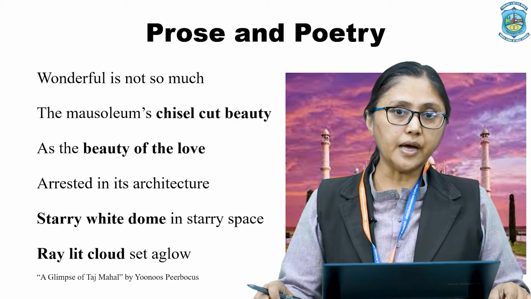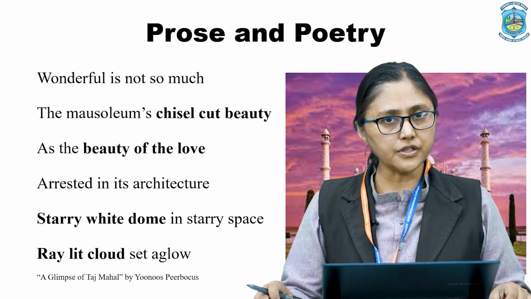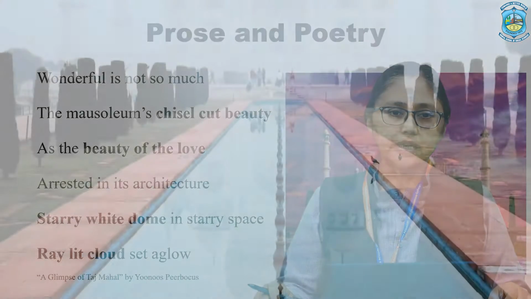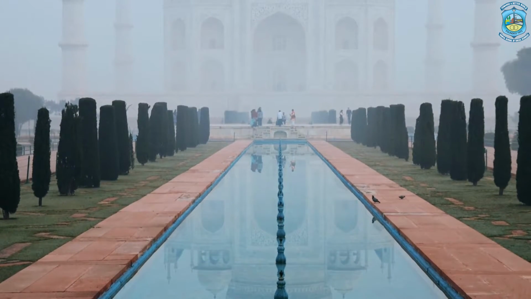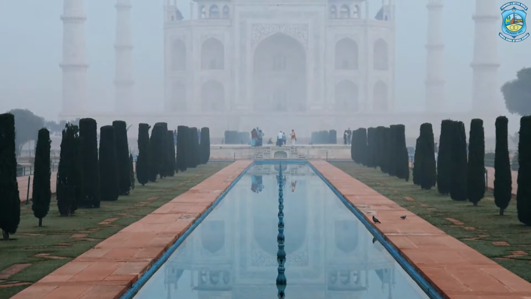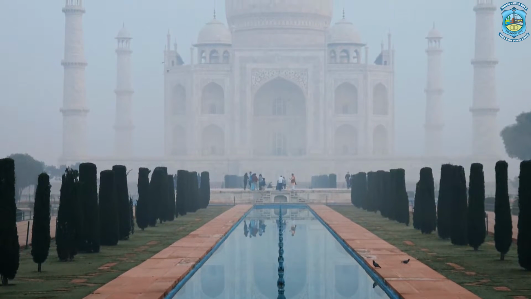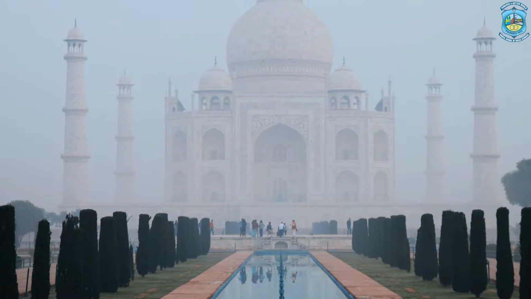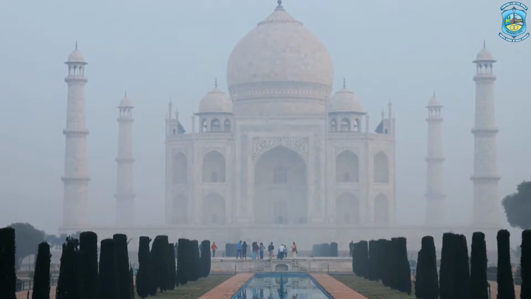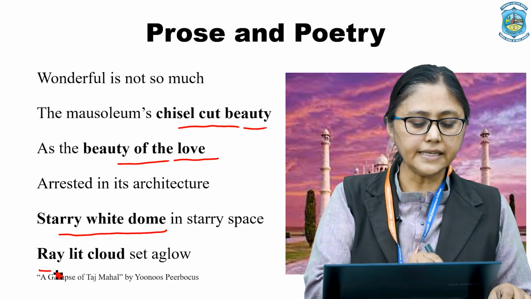Now let us compare prose with poetry. You have a poem on your screen. The title of this poem is A Glimpse of Taj Mahal. It is written by Yunus Pir Bocas, and the poet in this poem describes the beauty of Taj Mahal. He uses figurative language like chisel cut beauty, beauty of love, starry white dome, ray lit cloud.